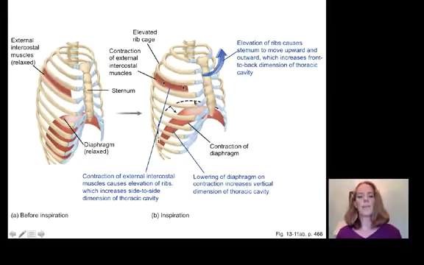So let's look at what this does. When the diaphragm is relaxed, it is in this shape here. When the external intercostal muscles are relaxed, then the chest cavity is smaller. As the diaphragm contracts, it makes a sort of dome shape and increases the volume of the thoracic cavity. When the external intercostal muscles contract, they lift up the rib cage.